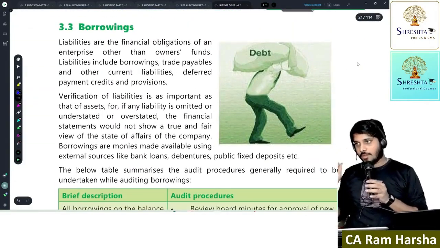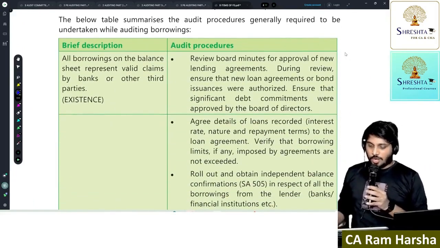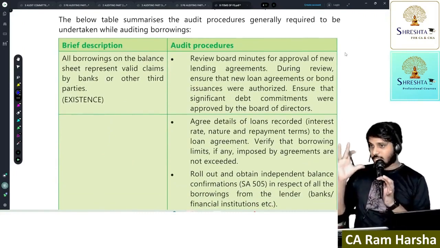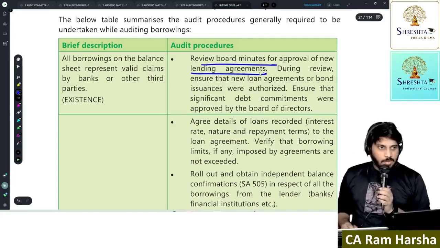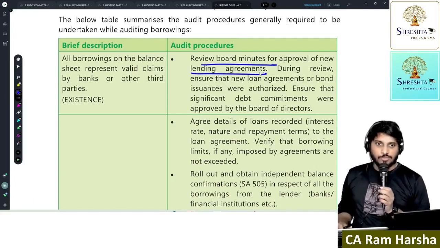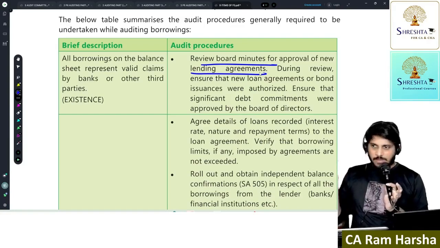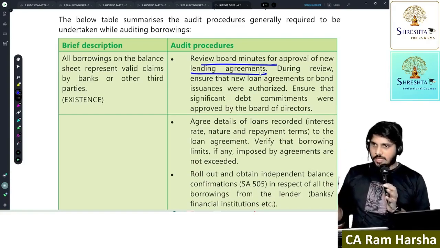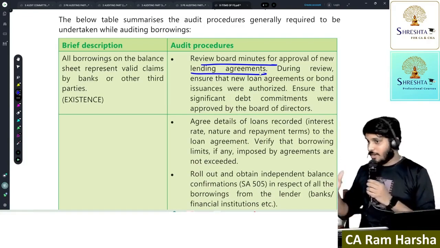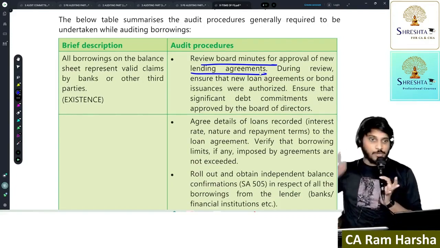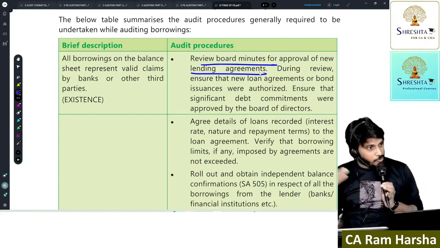Now, borrowings. So borrowings means what? Nothing but a liability. Yes or no? So what audit procedure, briefly, will we take up? First, we will look at the board meetings. When a company is raising money as a loan, sometimes to borrow money a board resolution is required. Again, if a company wants to borrow money beyond the paid up capital and reserves, shareholders' approval is required. Likewise, under the Companies Act, they have given some powers and some duties as well.